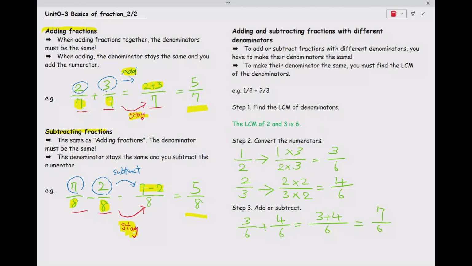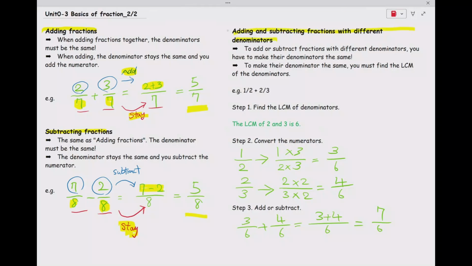How are you doing so far? Don't forget you can always go back and review this video anytime you like if you are not sure. Now, let's move on to the last topic for today. The last topic is adding and subtracting fractions with different denominators.